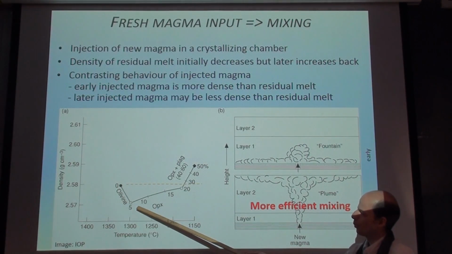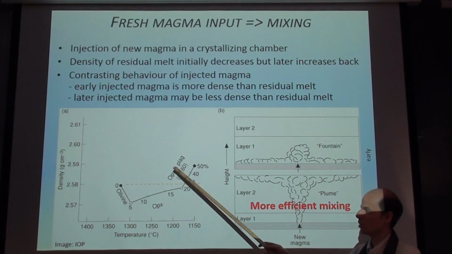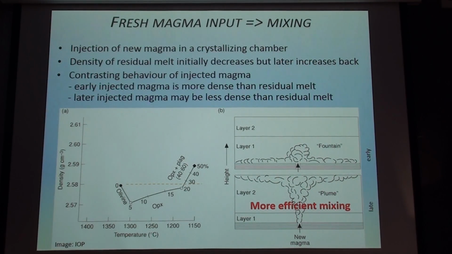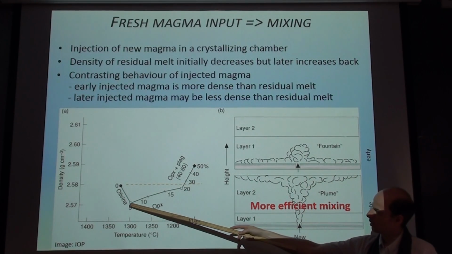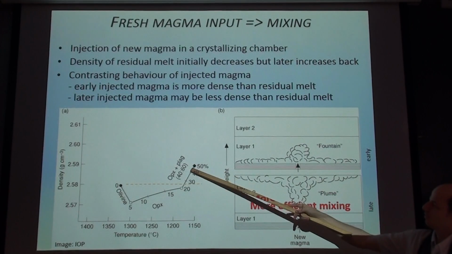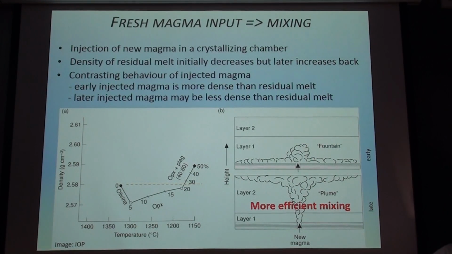up to the point where we start to crystallize orthopyroxene and later plagioclase. Orthopyroxene and plagioclase are lower density phases. So we remove something that has relatively low density from the melt. We basically make the melt more dense. And therefore, the evolution of the melt density goes back up. And after a while, you might end up with a melt that is more dense than its parent.